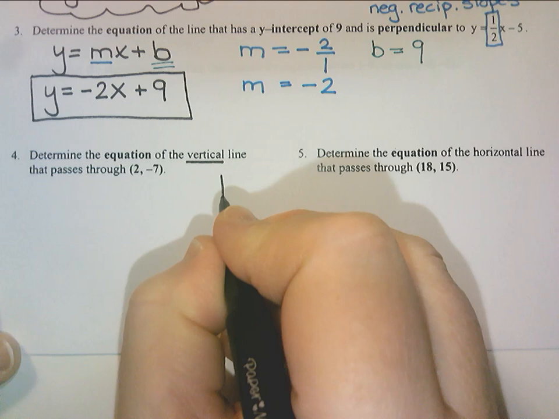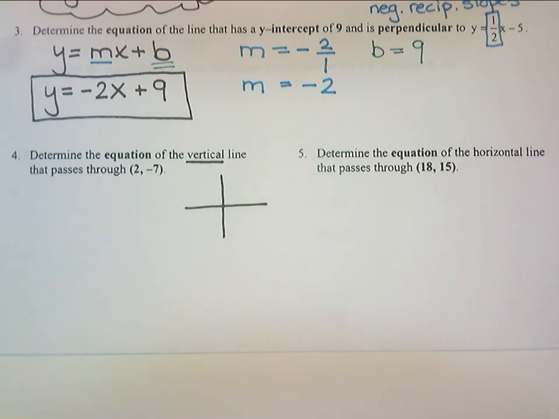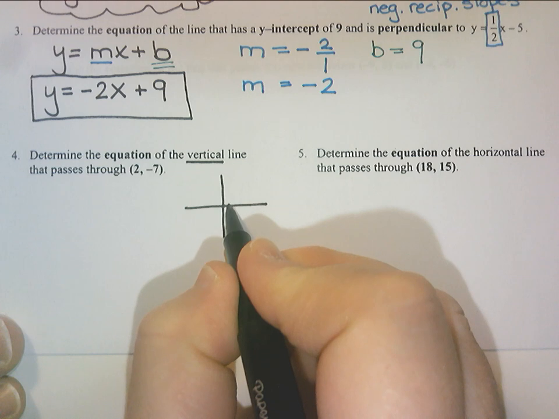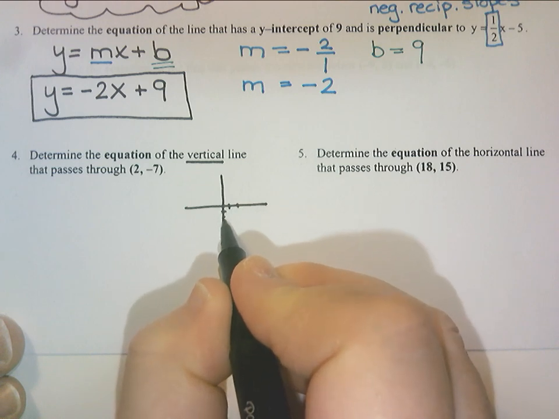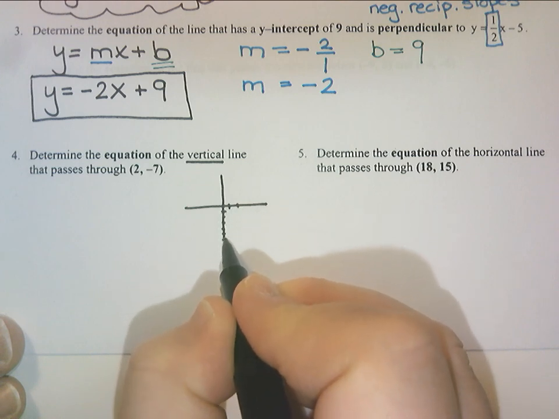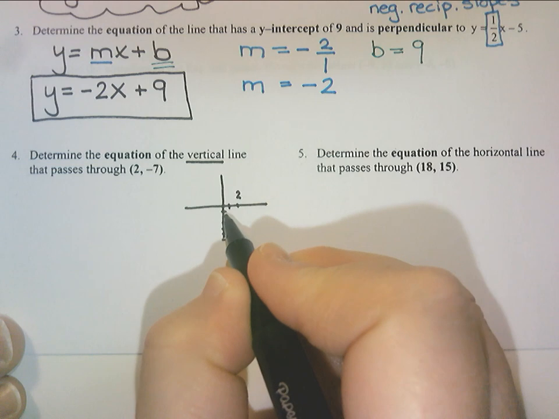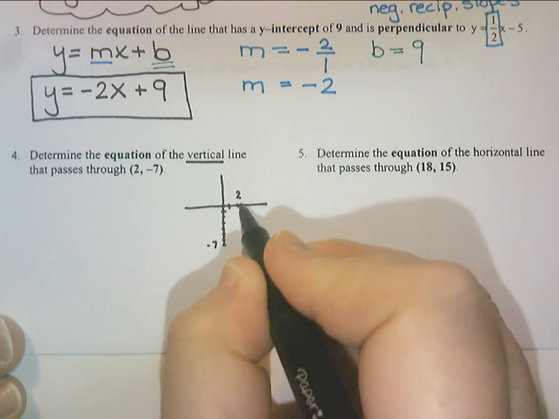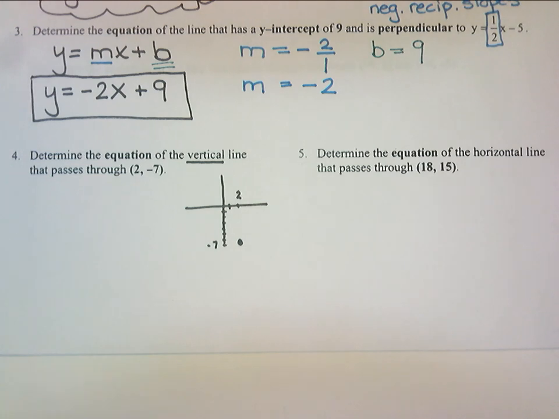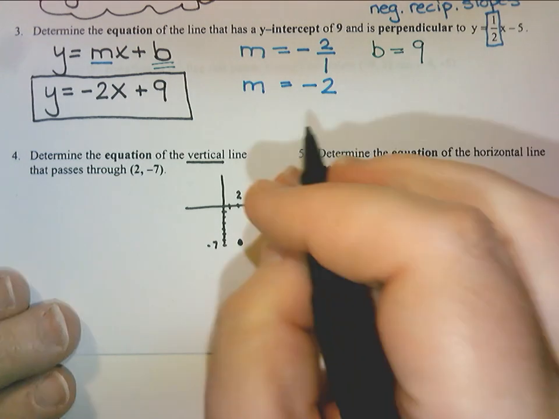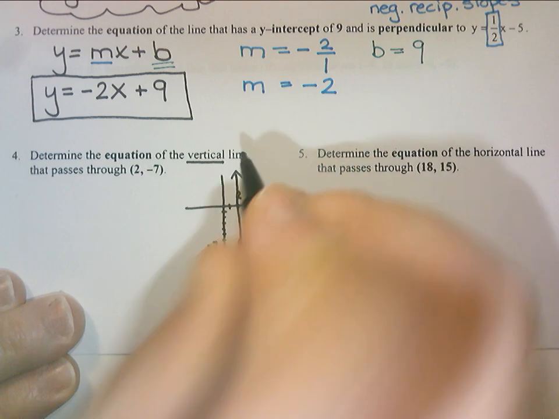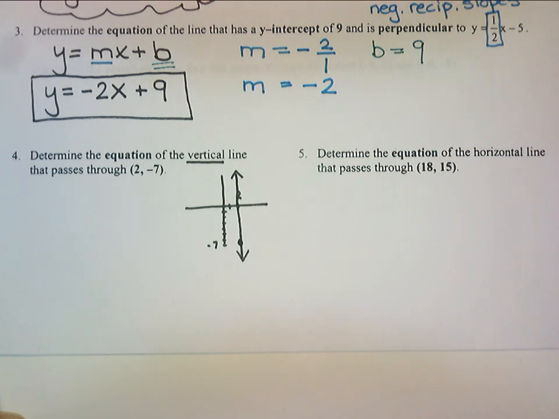So I'm just going to make an xy axis. It goes through the point 2 and -7. So I'm going to just roughly figure out where 2 and -7 are. So this would be 2. There's -7. I have a point, and it's vertical. Vertical lines go straight up and down. So my line would be there. That's what it would look like.